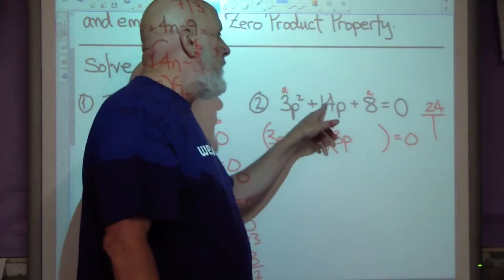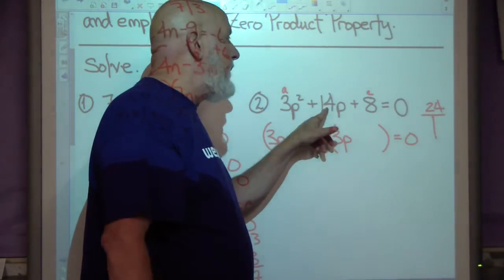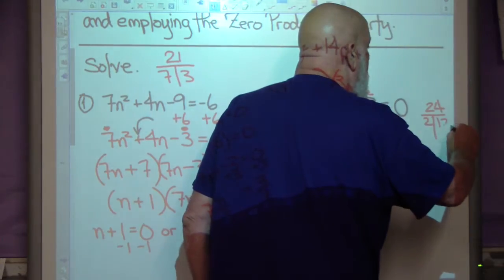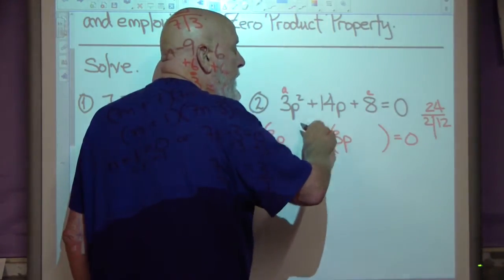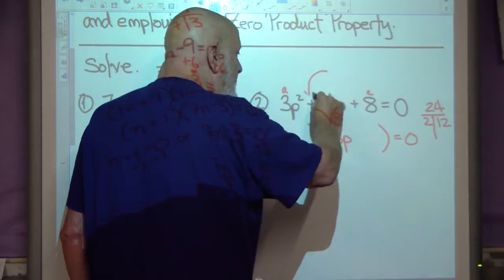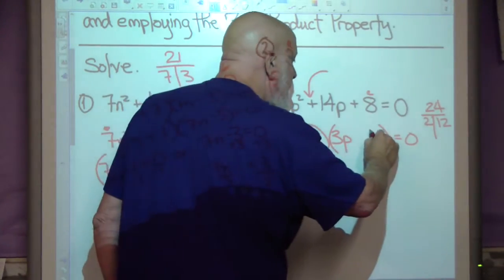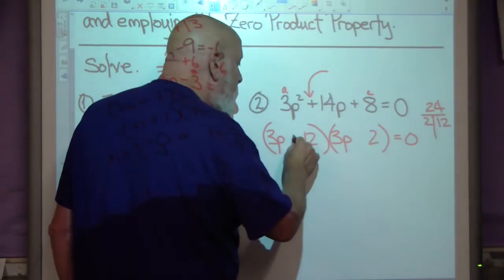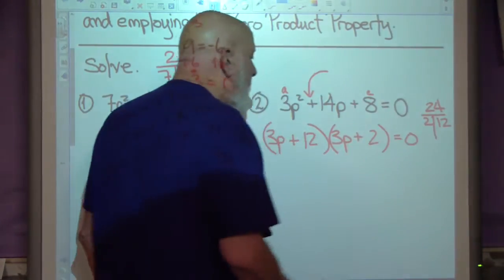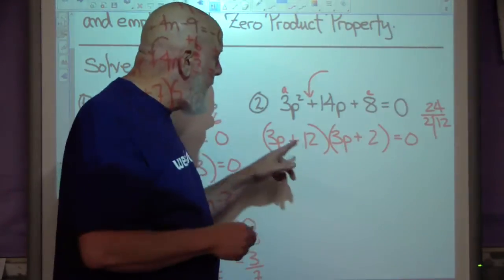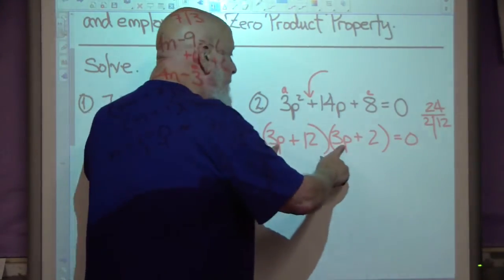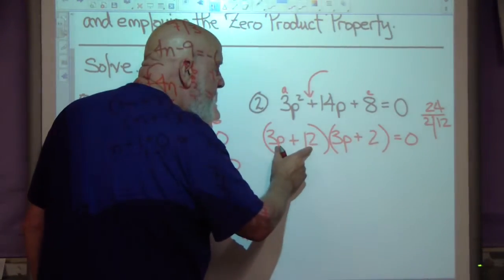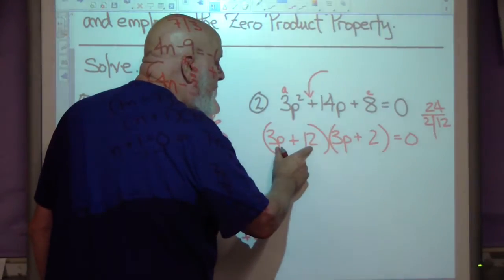Well, 1 and 24 won't add or subtract to give me 14. 2 and 12, 2 times 12 is 24, and I can use those to add or subtract to give me 14, so yay. I want them to add together to give me positive 14, so they both have to be positive. So we've got it factored, but we have this extra 3 that we've introduced. 3p times 3p is 9p squared, so I'm going to divide it out of one of these, and this is the binomial that will divide by 3 evenly.